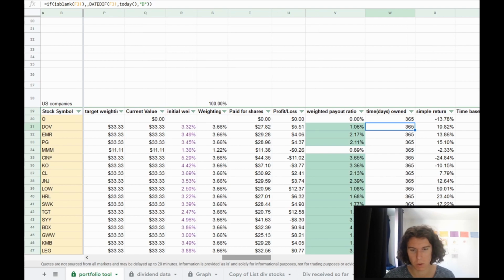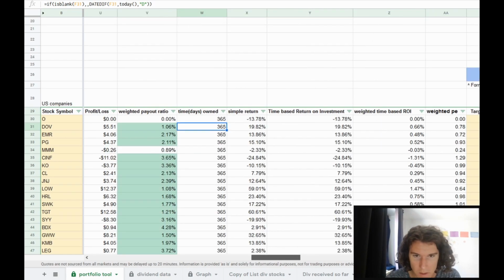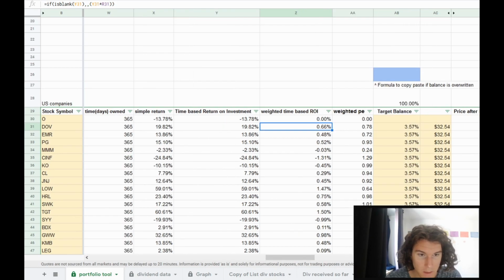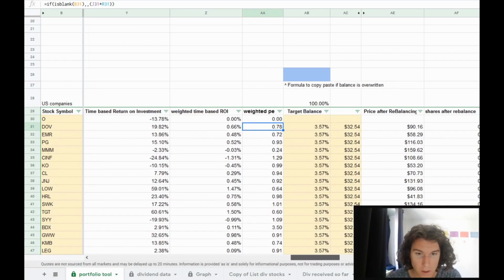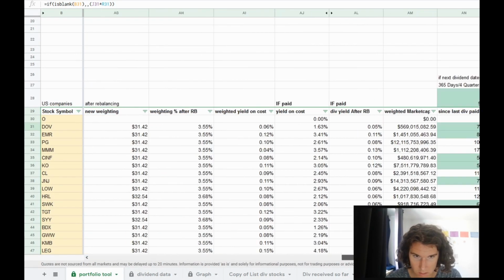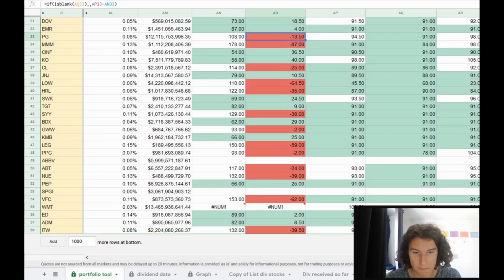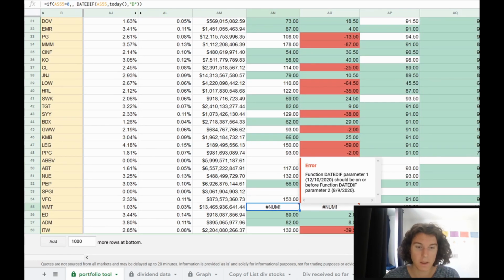The time you own the stocks, 365 in this formula. Then you simply have the time-based return, then return on investment, then the weighted PE ratio, target balance. And most of this is the same as in the previous video. If you want dividend stocks that pay out continuously and on time, you maybe want to disregard ones that are in the red in there. And if there's a num, that means that the next dividend date is already announced, and therefore the number in the future is higher than the current day, and then there's a num error.